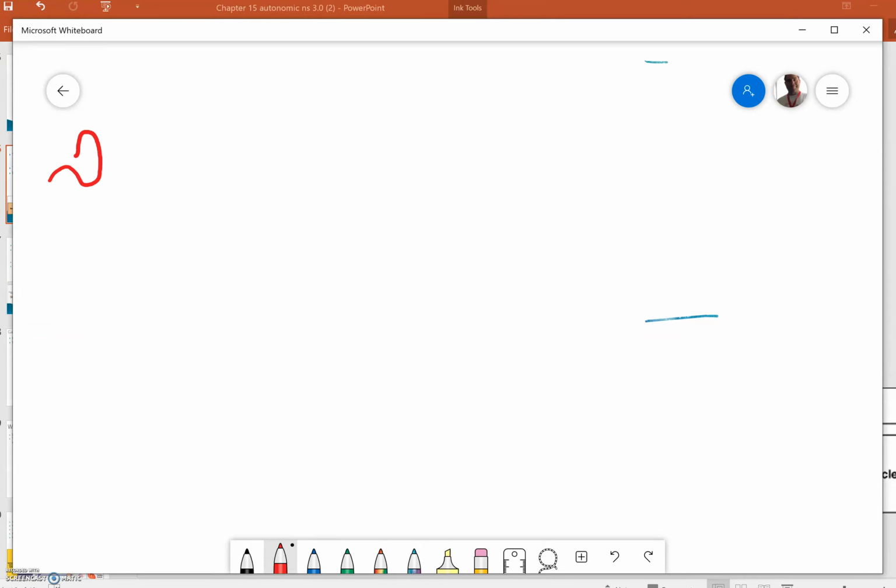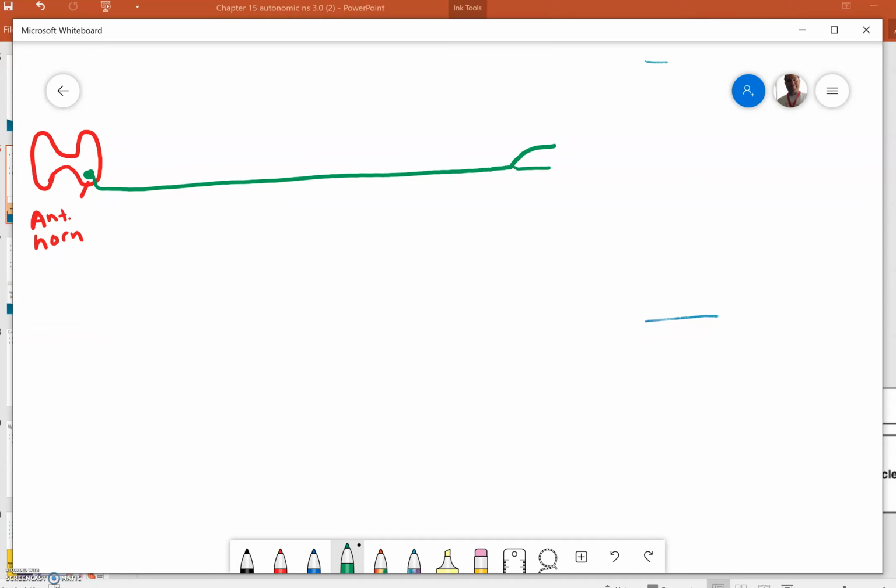Let's look at a somatic motor pathway. So we have our spinal cord. That's the anterior horn. To go to the target organ, we have a single motor neuron, and it's going to have a very long axon, and we have some telodendria at the end. Now, the thing about axons that leave the central nervous system is they're always myelinated to begin with. So let's put some myelin in.